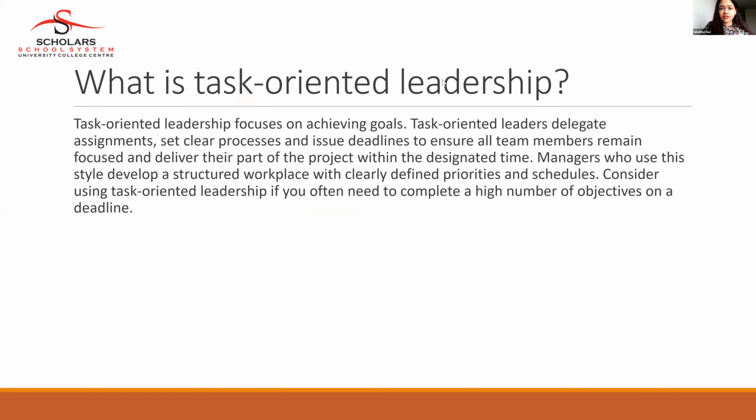So task-oriented leadership focuses mainly on achieving goals. Task-oriented leaders delegate assignments, set clear processes and issue deadlines to ensure all team members remain focused and deliver their part of the project within the designated time. Managers who use this leadership style develop a structured workplace with clearly defined priorities and schedules. They consider using task-oriented leadership if they need to complete a high number of objectives on a deadline.